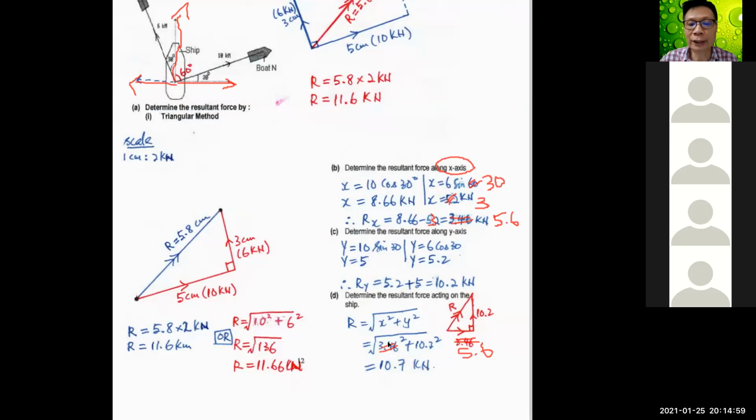So 5.6 square plus 10.2 square. So square root, 11.64. So the answer is 11.64 kilonewton. I see this answer calculation, right? The answer is the same as the one you did last time, okay? 11.66. So here 11.64. So you see or not?